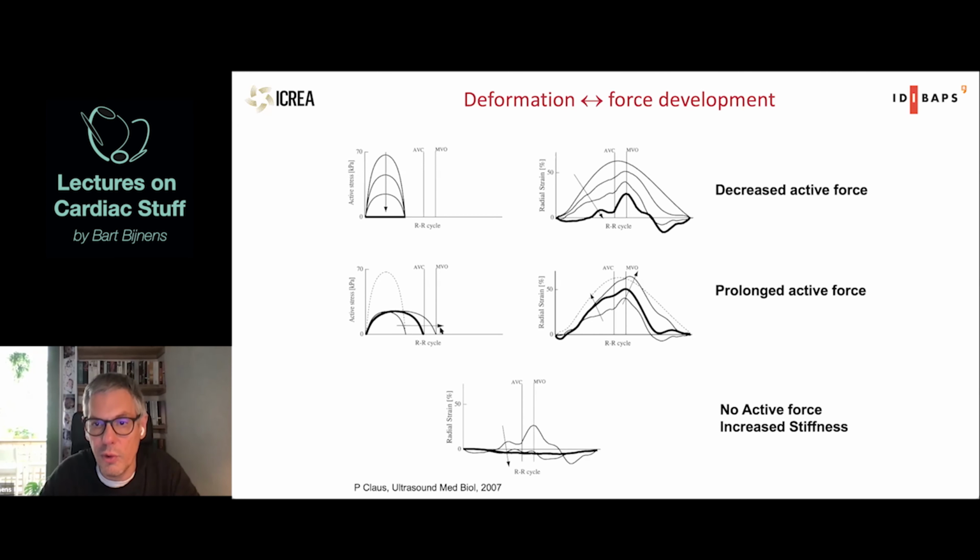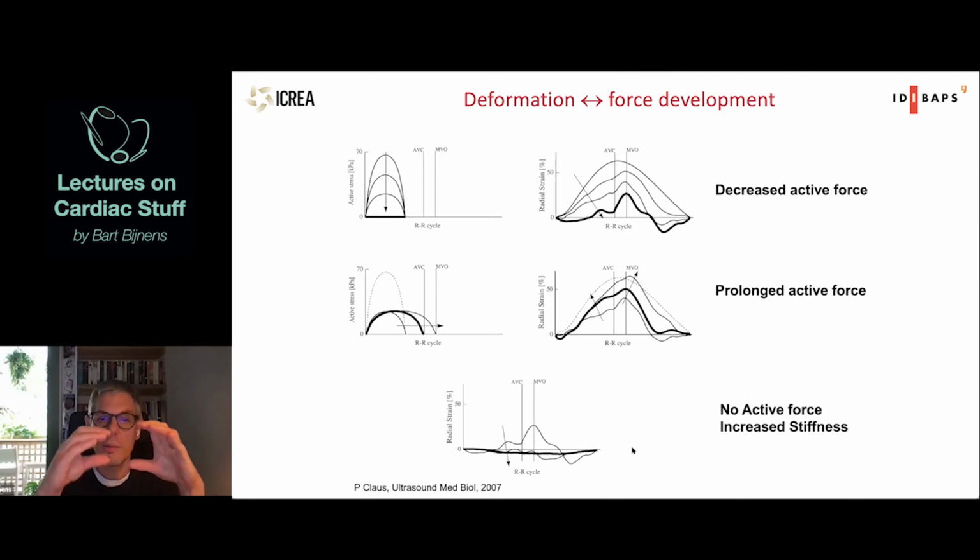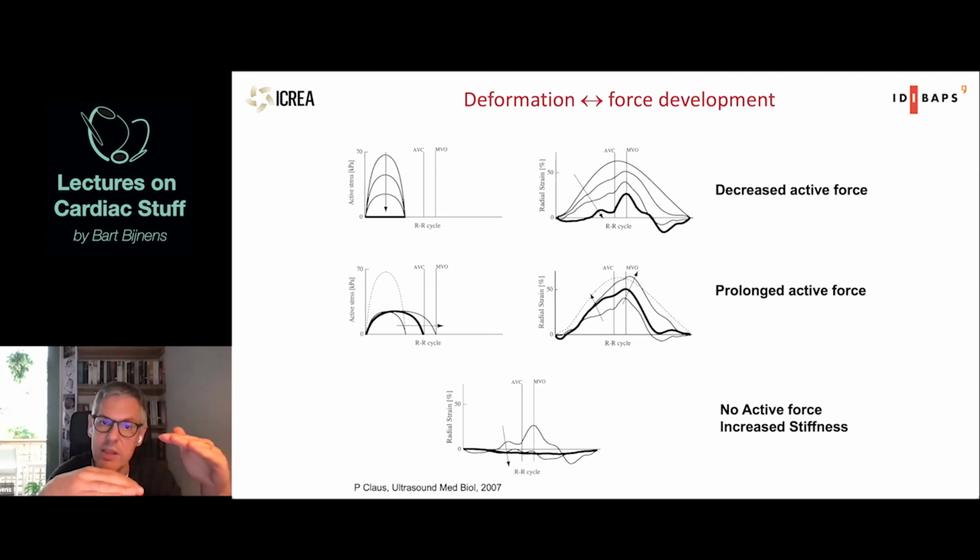Now, if we have a prolonged force development for whatever reason, what we start to see is that because of this prolonged force development, we can also have this post-systolic deformation. And then if we have a change in stiffening, say this is an acute occlusion of normal elastic myocardium, you see the post-systolic deformation. However, if this myocardium becomes stiffer and stiffer, there's obviously no deformation, but you see that post-systolic deformation will also disappear if the tissue becomes so stiff that the elastic interaction forces are not big enough anymore to deform it.